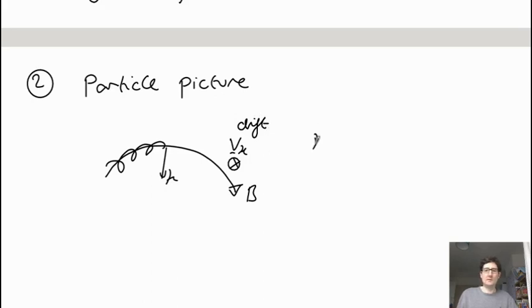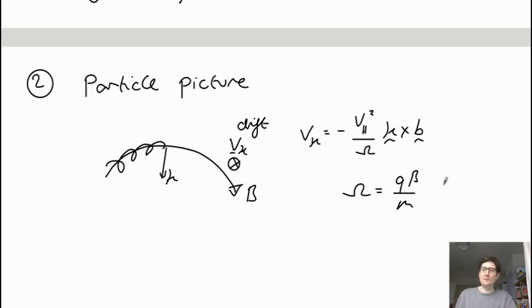And we can write this down as the drift. So drift V kappa is minus V parallel squared over omega, where omega here is the cyclotron frequency. So this is the parallel speed of the particle, so the speed of the particle moving along the field, and then this is times kappa cross b, where b is the unit vector, kappa is the curvature, and omega is the cyclotron frequency, which is just QB over M, where Q is the charge. And this is obviously positive for ions, and then negative for electrons. And so the sign of this changes. So ions drift into the page, electrons drift out of the page.